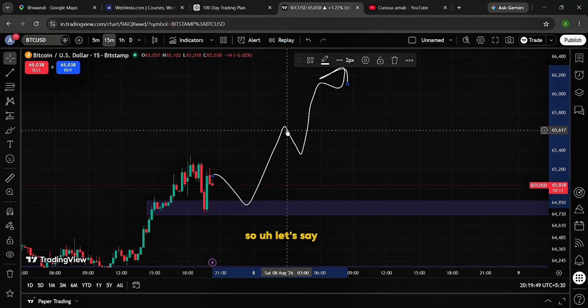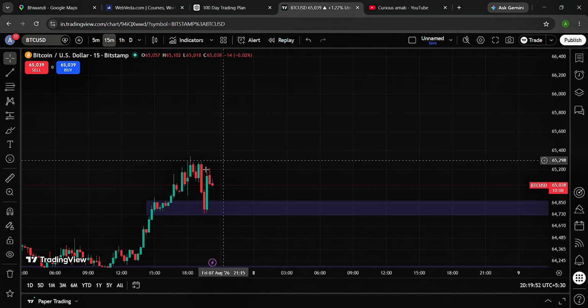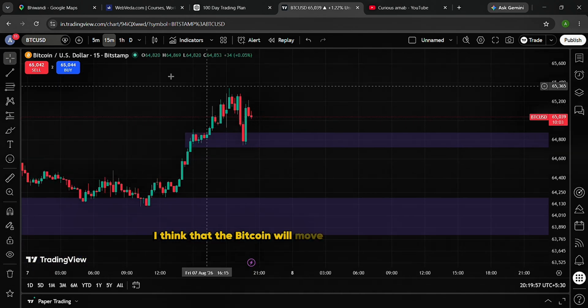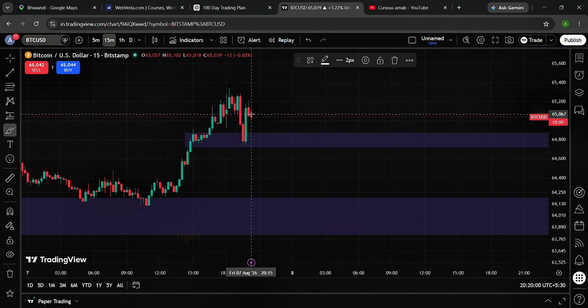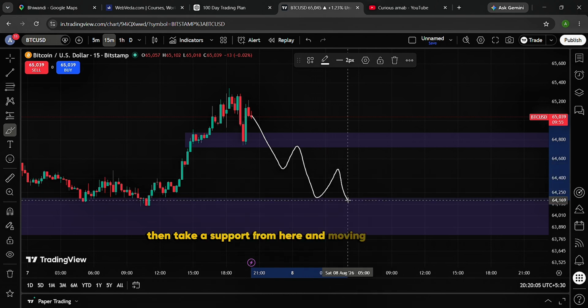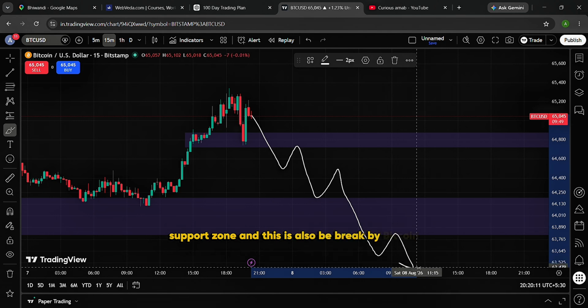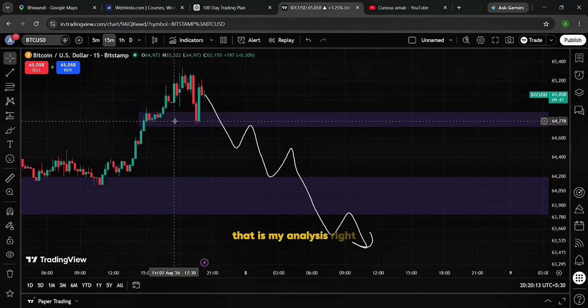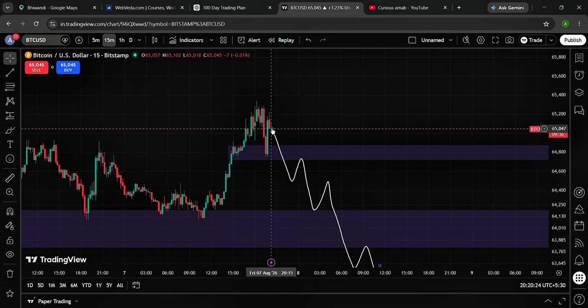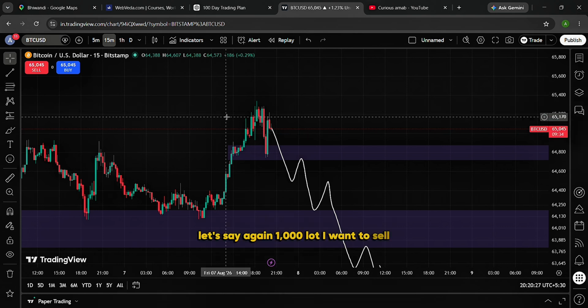So let's say I think that Bitcoin will move downward from here, right? Bitcoin will break the resistance level, then take support from here and move to the next support zone, and this will also be broken by Bitcoin. That is my analysis, right? What will I do? Let's say I'm smart money, a big player, a big fish, I have thousands of crores. Basically, I want to sell from here. Let's say again 1000 lots I want to sell.